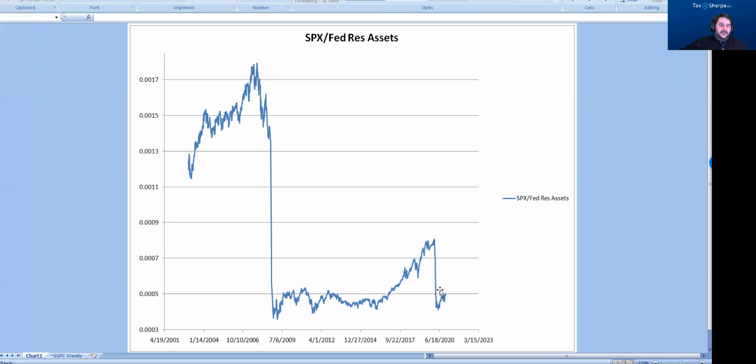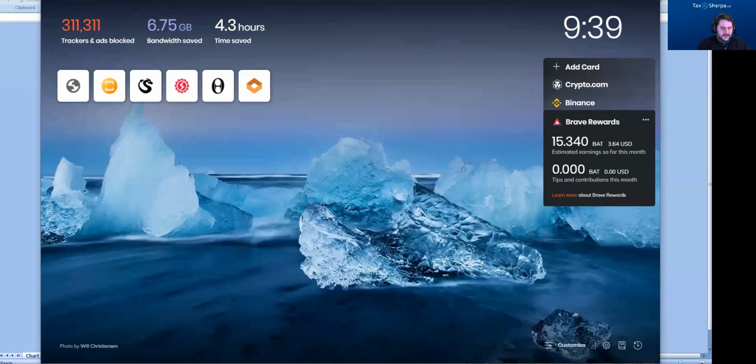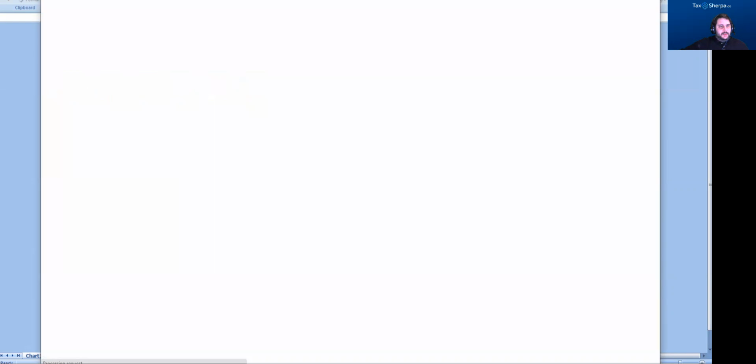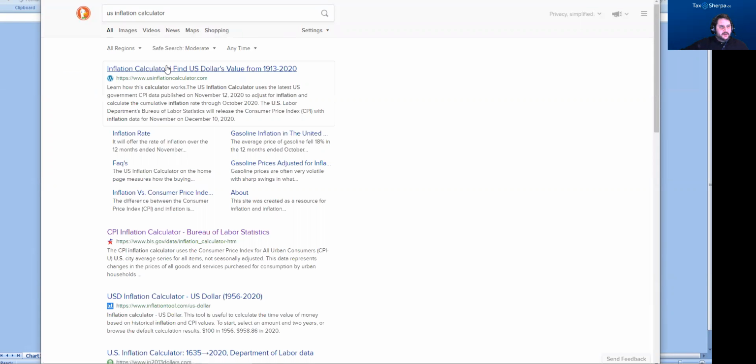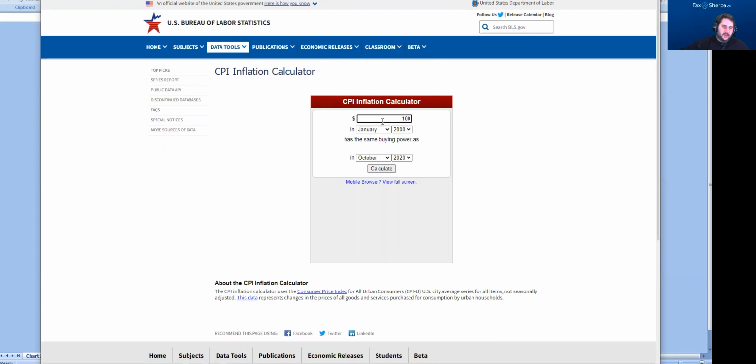So this is actually important to note, because if you go back to 2008 and look at the official inflation calculator, I think it's at BLS, the US CPI inflation calculator. So this is BLS data, using the government's own numbers. If we had $100 in January of 2008 to October 2020, basically we've lost 23% of purchasing power since then.